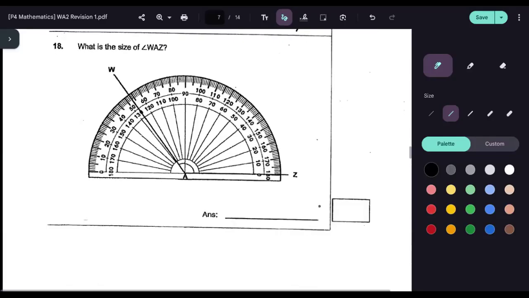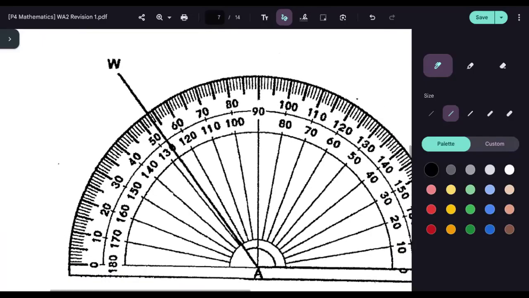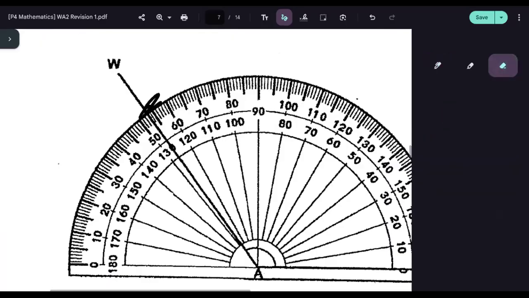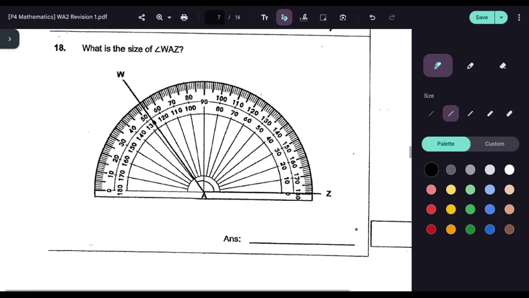What is the size of angle WAZ? Yeah, this one. Okay, this one, please read carefully from your protractor. So I'm going to zoom in for you. Okay, the number is right here. So it will be, you count, 25, 26, 27. 127 degrees is your answer.